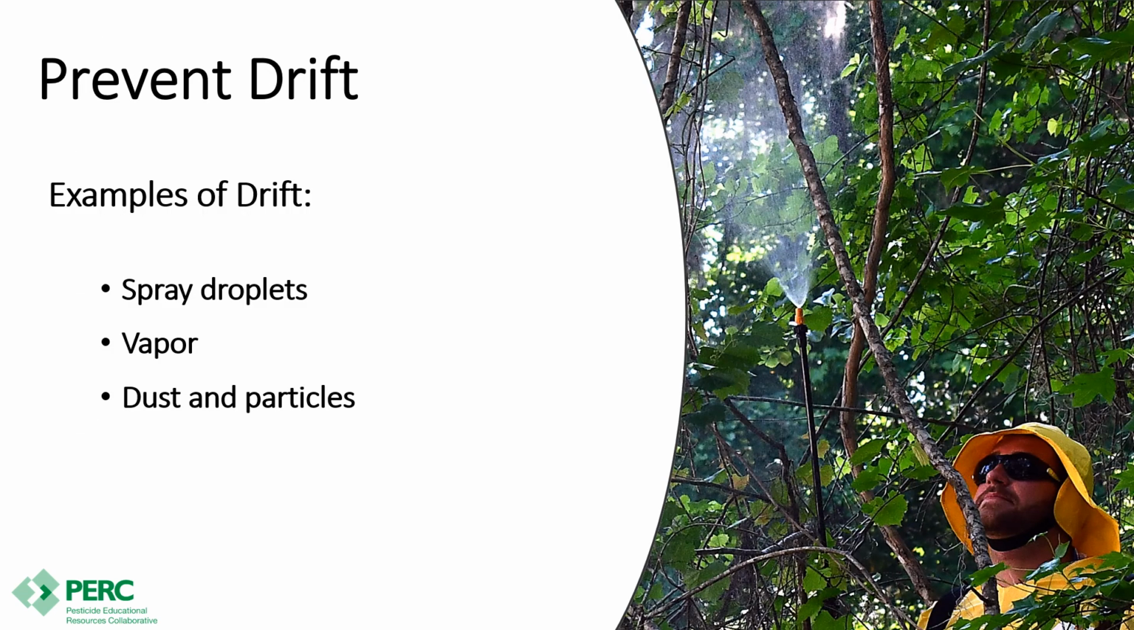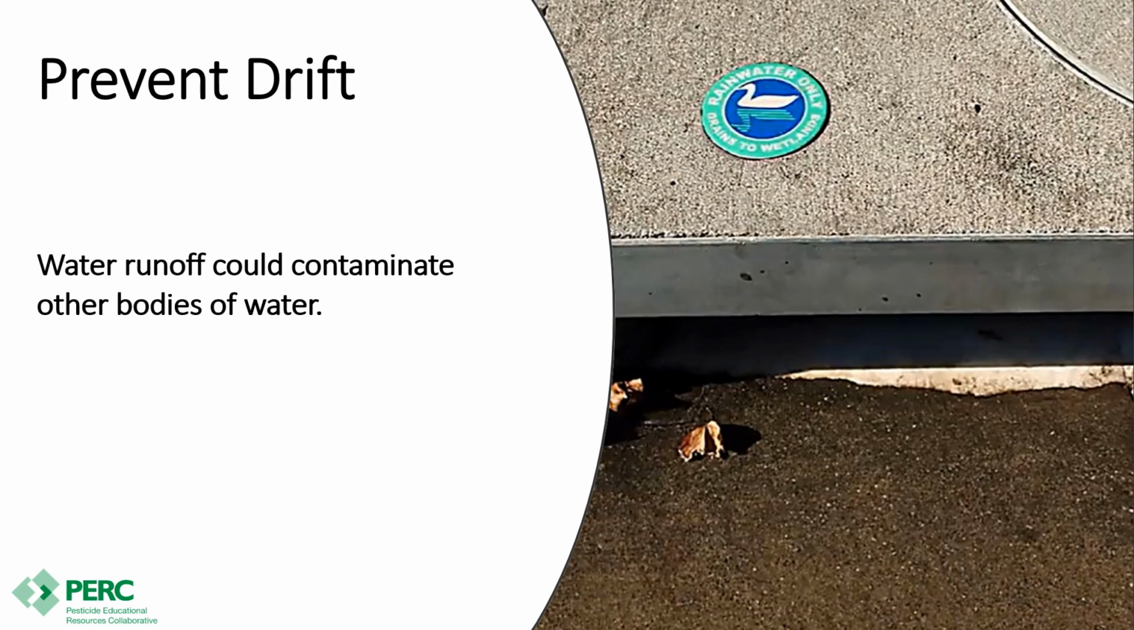When making an application, take precautions to prevent exposure from pesticides to yourself or others through drift. Drift is the movement of pesticide spray droplets, vapor, or dust away from the application site, usually due to certain weather conditions, such as a temperature inversion or wind. The smaller and lighter the pesticide droplet is, the more prone it is to move away from the application site with air movement. Pesticides may also move away from a treated site through water runoff, which could contaminate other bodies of water.